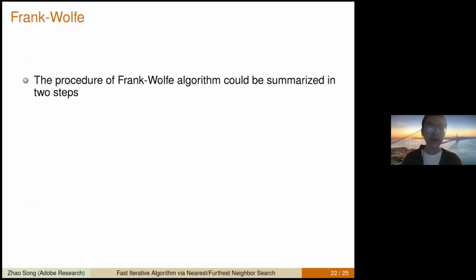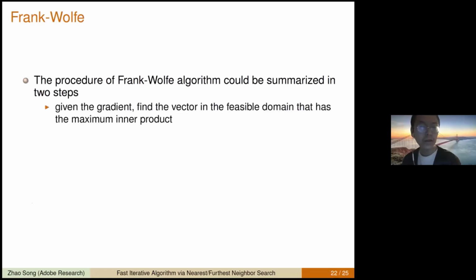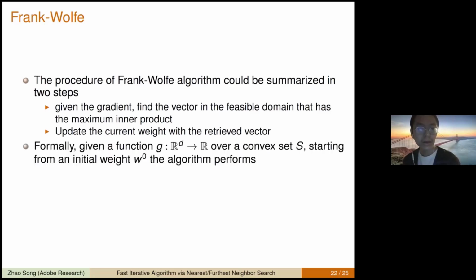Another application is we can apply this idea to the Frank-Wolfe algorithm. Usually the Frank-Wolfe algorithm can be summarized in 2 steps. The first step, you are given a gradient, and you want to find a vector in the feasible domain that has a maximum inner product. Because you are trying to do an inner product search, that's why you can use it. And then you update the current weight with the retrieved vector. So here is a concrete math equation. You are trying to find s_t, which is the argmin over small s in capital S, and you basically look at their inner product.